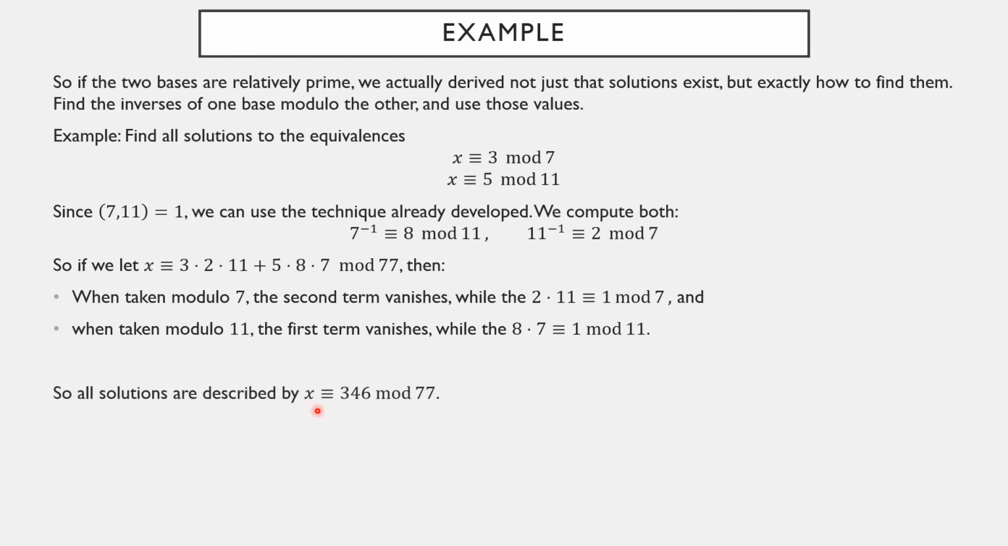Okay, so this does work out to be x equivalent to 346 mod 77. You could simplify this if you wanted to, but we weren't asked to find the smallest solutions or anything like that, so we found all solutions. It's all integers equivalent to 346 modulo 77.